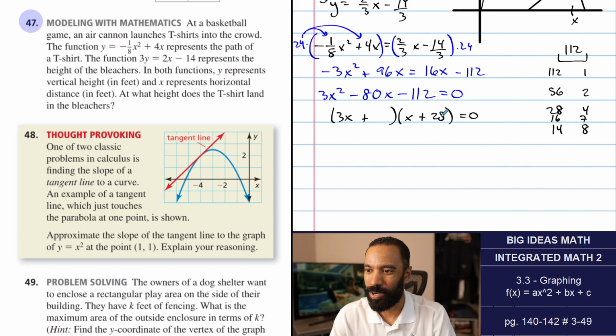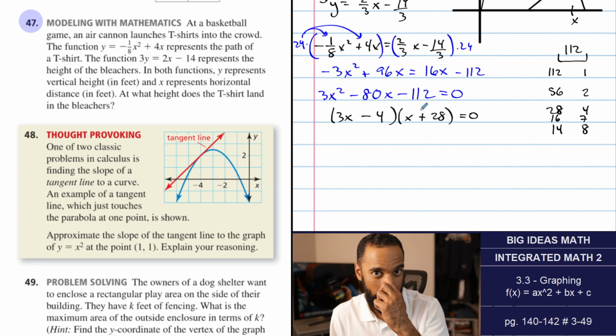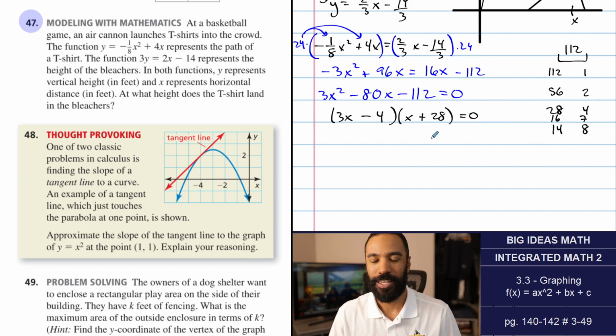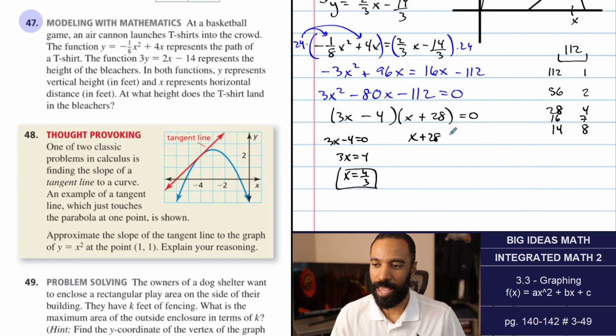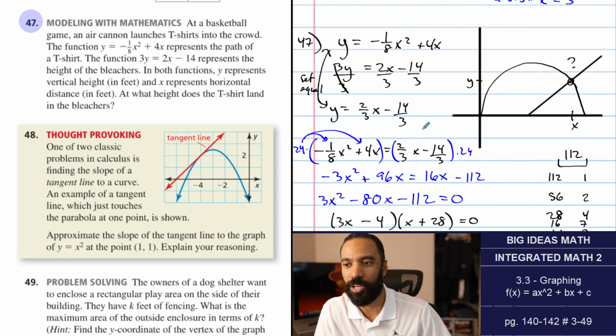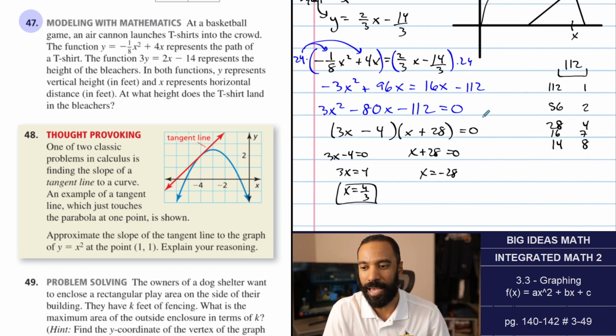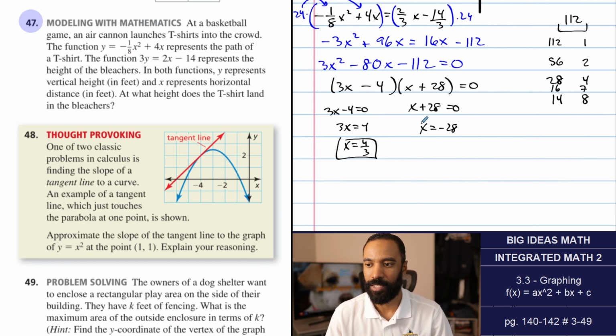Check this out. 28 and negative 4. You know what 3 times 28 is? 84. 84 minus 4 is 0. So it does factor. So if 3x minus 4 equals 0, then x equals 4/3. If x plus 28 equals 0, then x is negative 28. You can't have negative distance. I still haven't worked out this equation, but my guess, actually, you know what? I do have to look at that. I don't know which way this graph goes. I haven't looked. 2/3 x minus 14/3. Yeah, it does go this way. So negative 28, that's not going to be it.